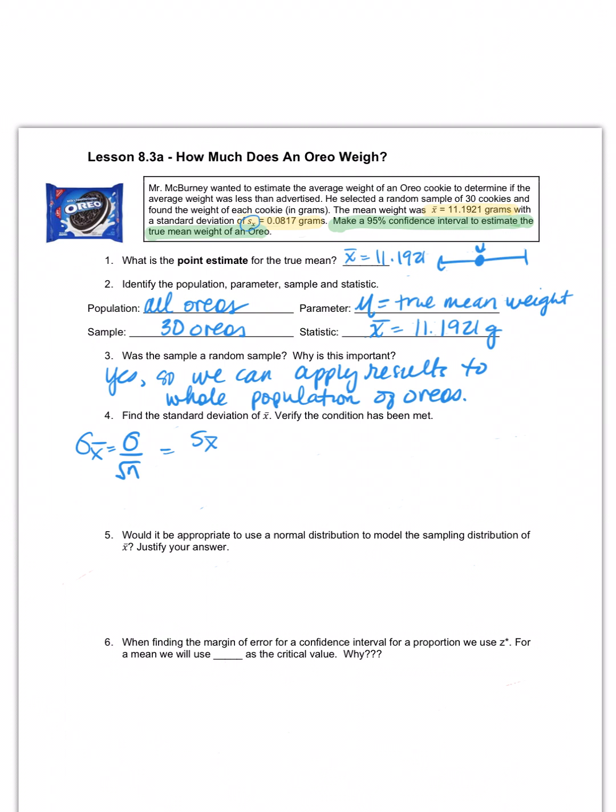Okay, we have that. And if we just replace sigma with that, this is what becomes, again, remember the name gets changed just a little bit. It's called the standard error. So if we plug in that standard deviation, 0.0817, and divide it by the square root of our sample size of 30, I get 0.0149.